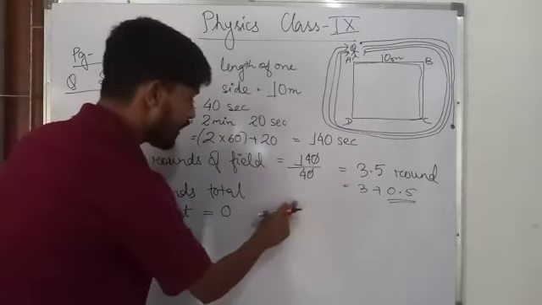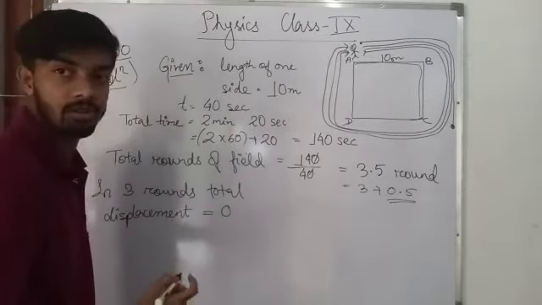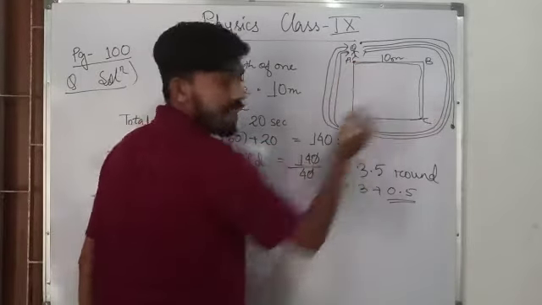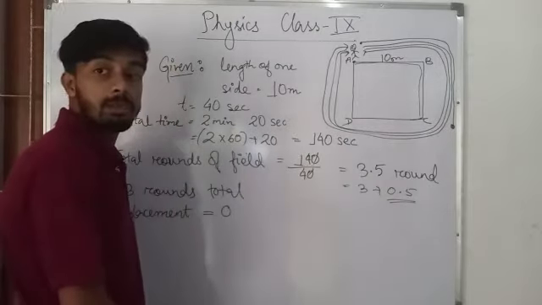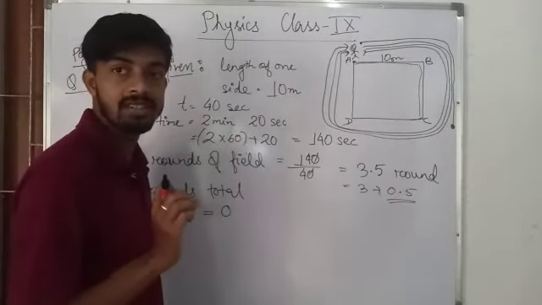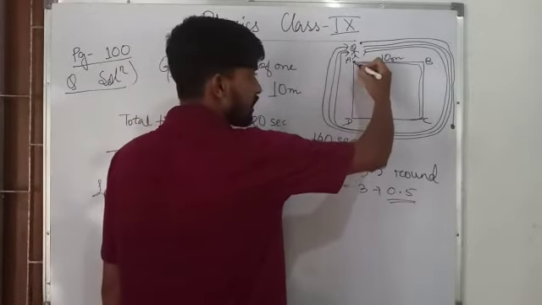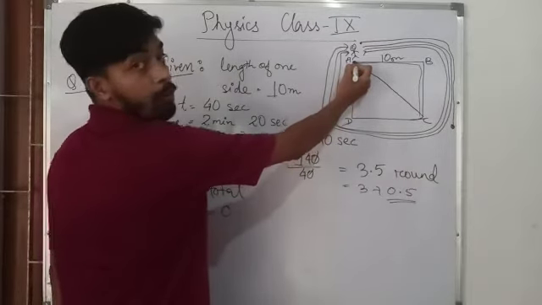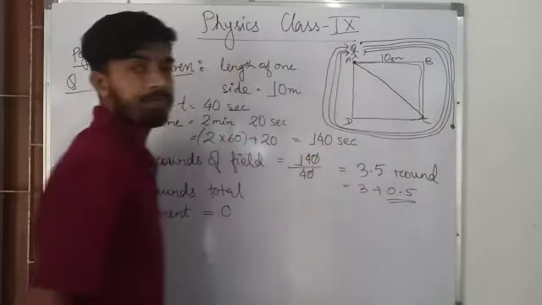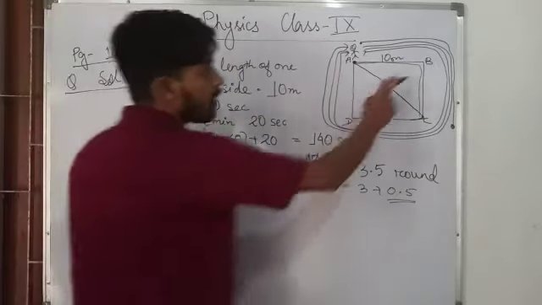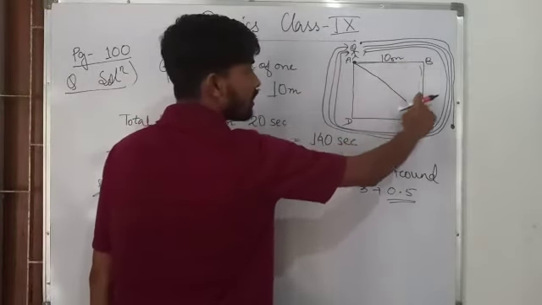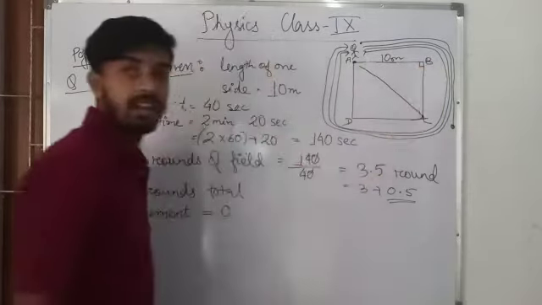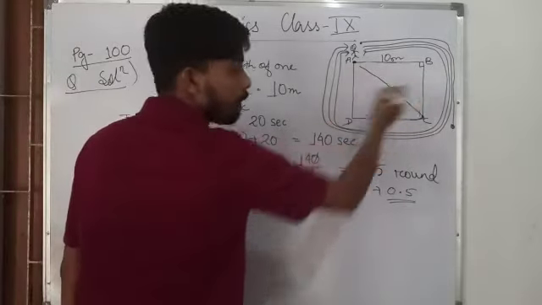So the original displacement will be in the last round. So the last round will be starting from A, finishing at C. We learned displacement is the shortest distance between 2 points. So the shortest distance between the 2 points is this line. So the farmer's displacement will be from A up to C. And if you look closely, this is a right angle triangle, starting from A, finishing at C.